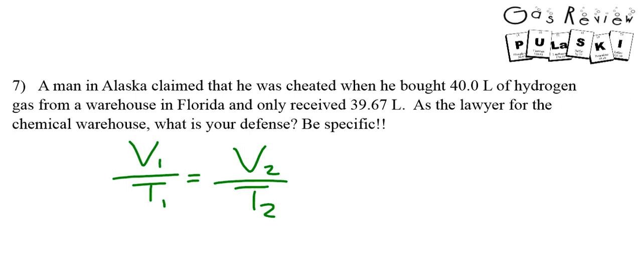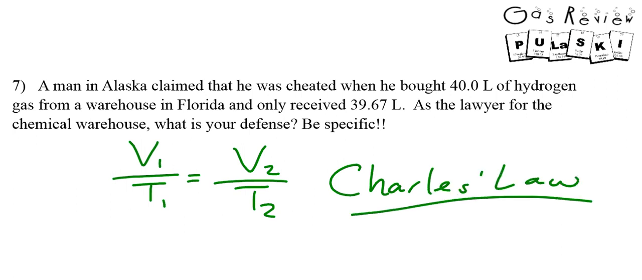But I could make up something like the temperature, or I could actually, if I was the lawyer, say what the temperature was in Florida, but maybe it was 25 degrees, and in Alaska now it's 5 degrees. I'm talking in Celsius, not Fahrenheit. And then that can prove the differences in that volume right there. So I could use Charles' law. So your defense, regardless, is Charles' law. That would be kind of where you're going, if you wrote it down or not.